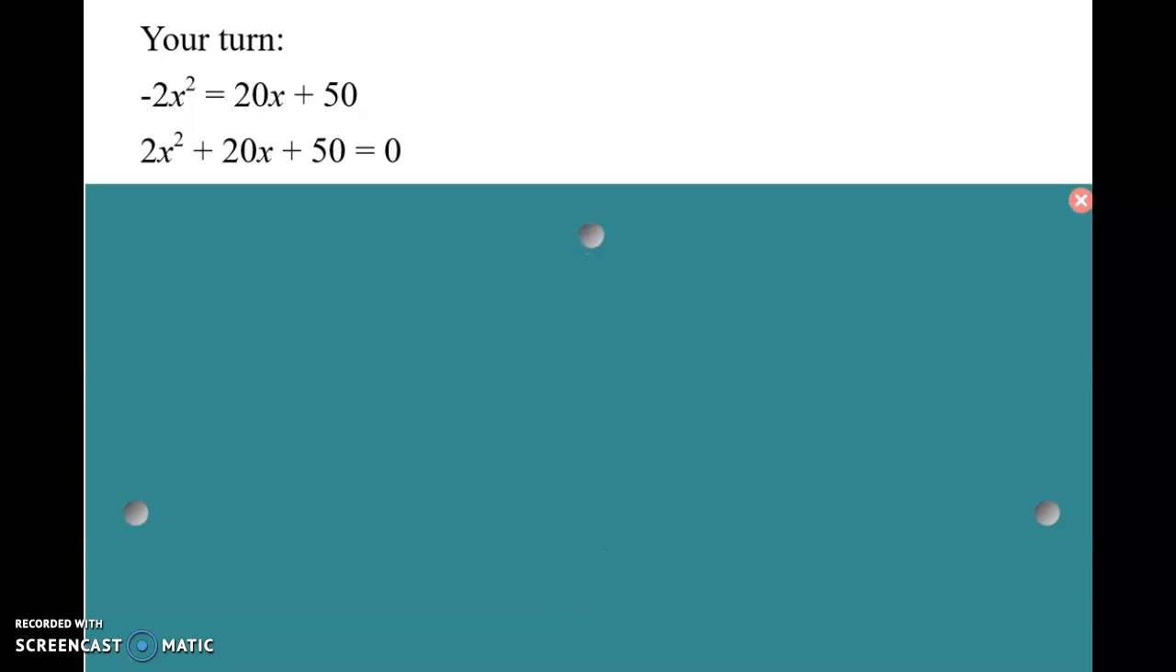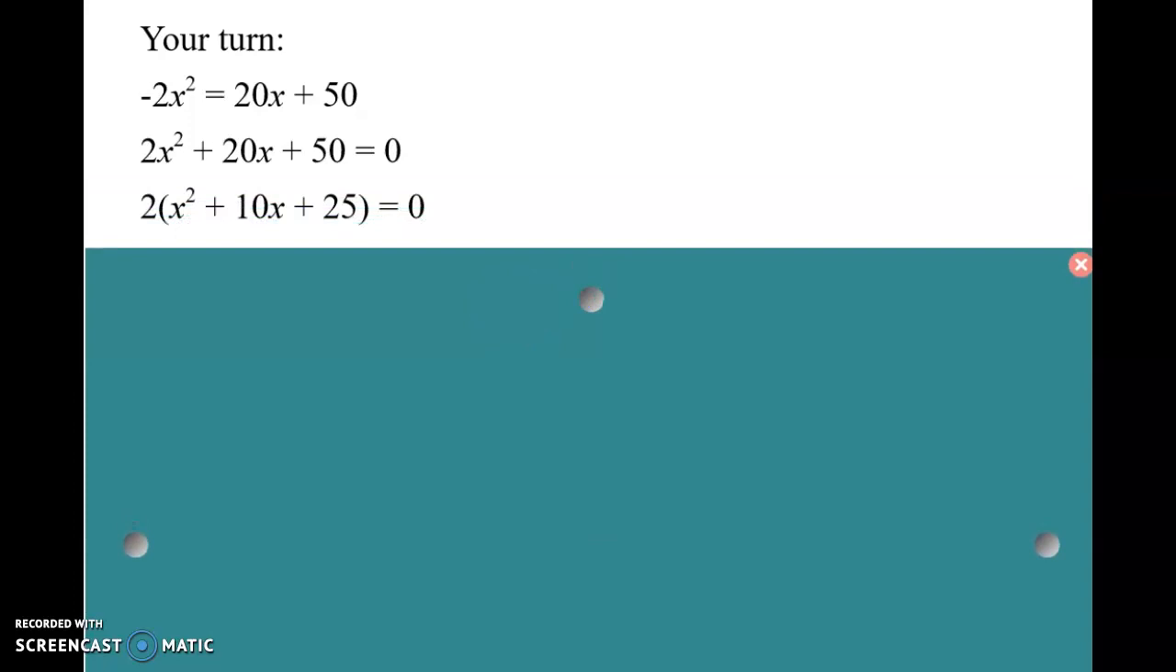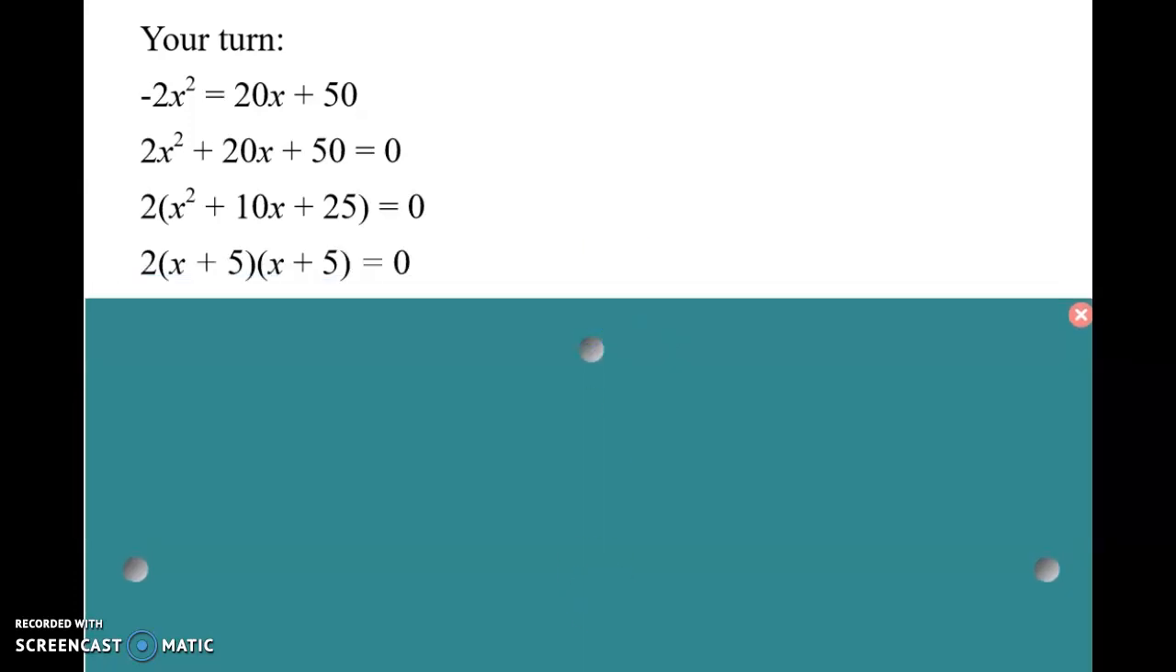What do you notice in that particular quadratic? There was a common factor of 2. And that left x squared plus 10x plus 25 inside the parentheses. Factor that, just the parentheses. You should have gotten 2 on the outside still, and then x plus 5 times the quantity x plus 5.